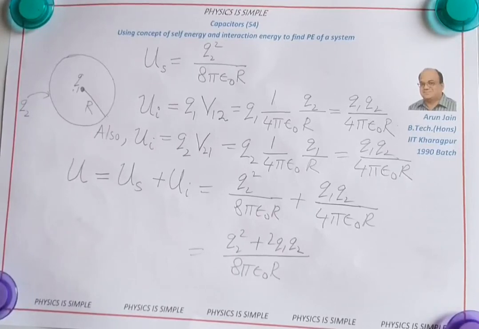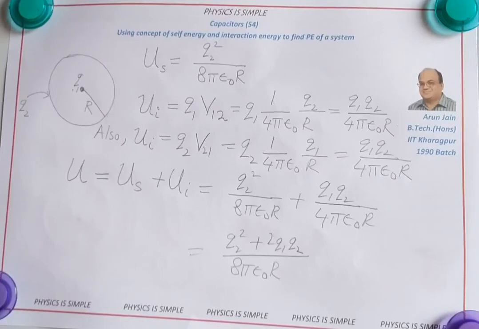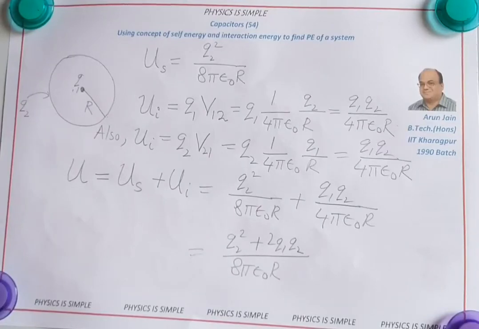Self energy of a conducting thin spherical shell is charge square divided by 8 pi epsilon naught into radius, and the interaction energy is Q1 into V12, where V12 is the potential at 1 due to 2, and that is also equal to Q2 into V21. V21 is the potential at Q2 due to Q1.